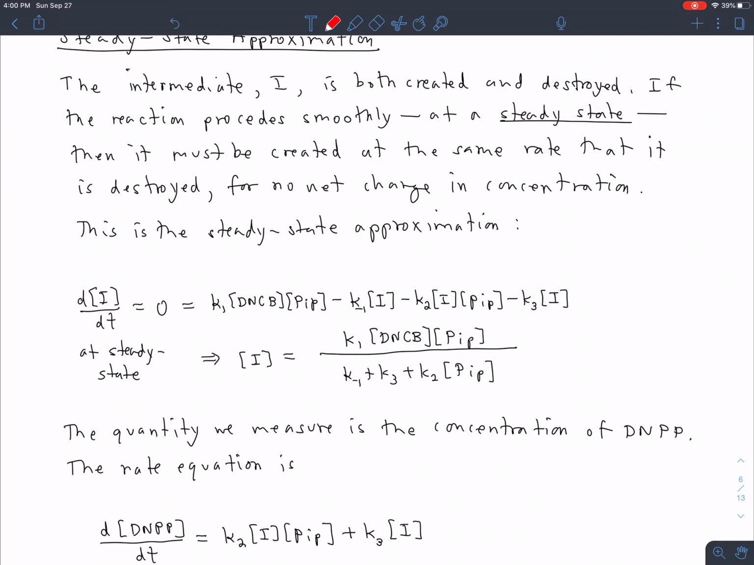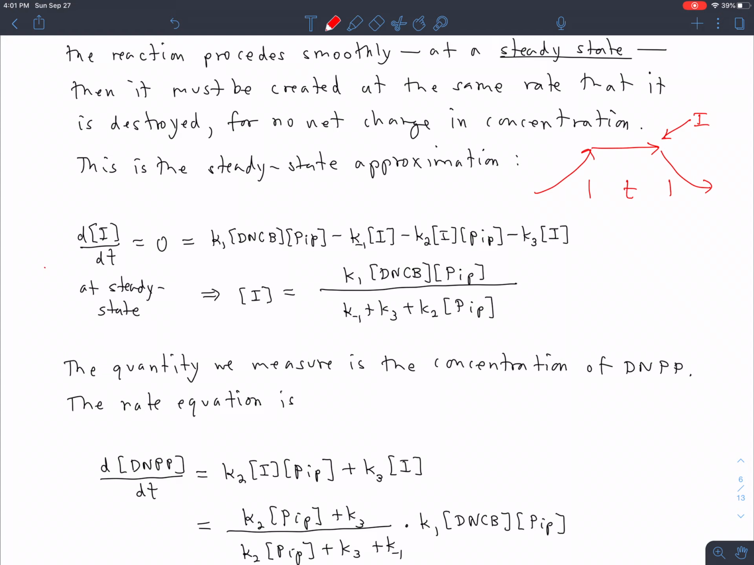The intermediate I has been created in the first part of the reaction. Later, when the reaction starts to run out of reactants, the intermediate concentration will decline, but in the broad range of time in the middle, we assume that the intermediate concentration will stay more or less steady. And so we make the approximation that at steady state conditions, in the middle part of the reaction, the rate of change of the intermediate concentration will be approximately 0. That's not a rigorous statement. It is an approximation.